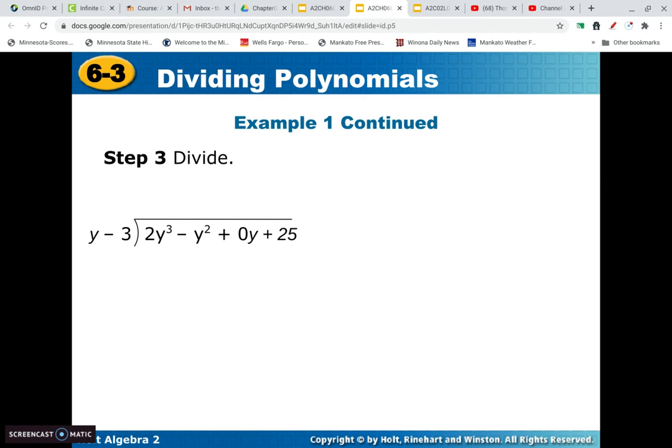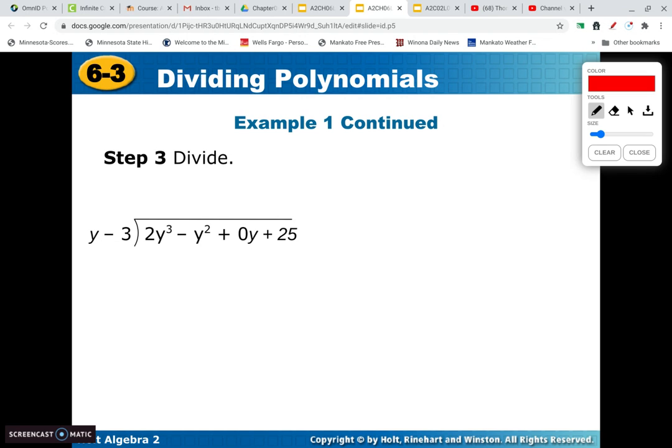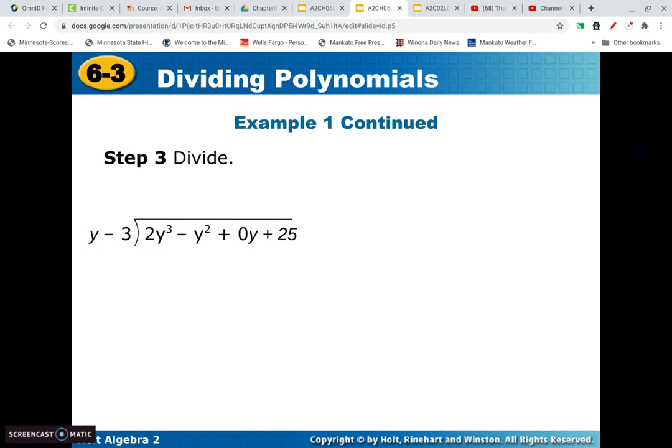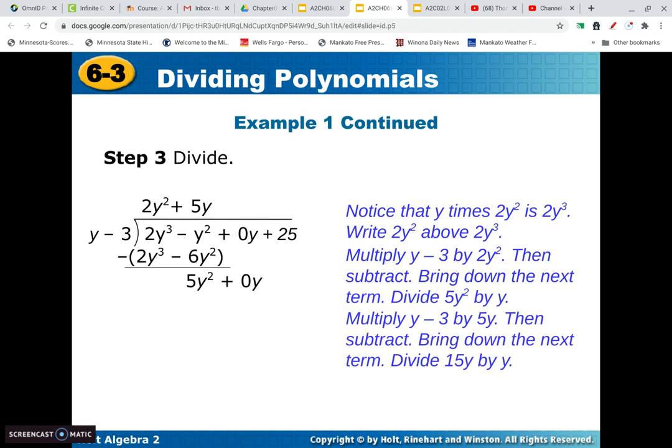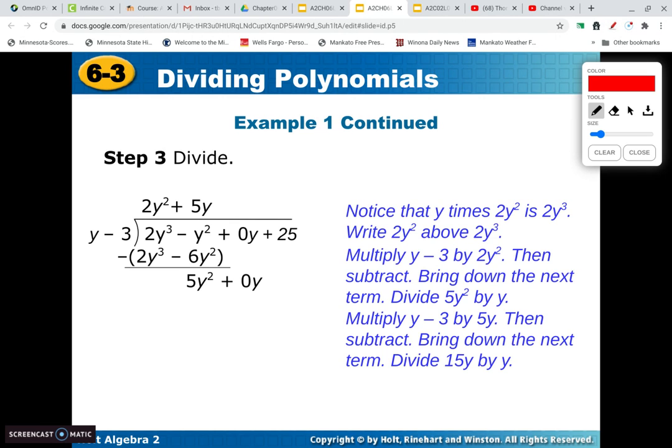So we have to think, what do we have to multiply y by to get 2y to the third power? Well, that's going to be 2y squared, isn't it? So let's take the 2y squared times, and we have to take it not only times the y, but also the negative 3, so we end up getting the 6y squared. Now we have to subtract that. All right, and this is where mistakes are going to be made. So when we subtract that, we're going to get a positive 5y squared, and then we're going to bring down the next term.